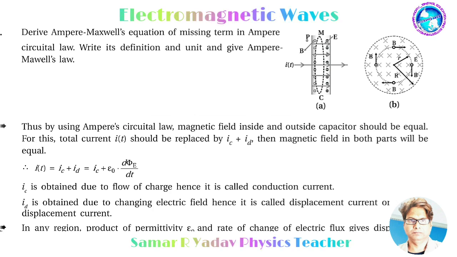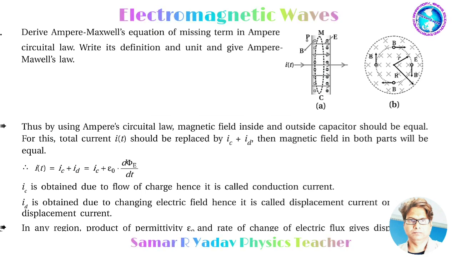Derive the Ampere-Maxwell equation of the missing term in Ampere's circuital law. Write its definition and unit and give Ampere-Maxwell law. Thus, by using Ampere's circuital law, the magnetic field inside and outside the capacitor should be equal. For this, the total current I(t) should be replaced by IC plus ID. Then the magnetic field in both parts will be equal.